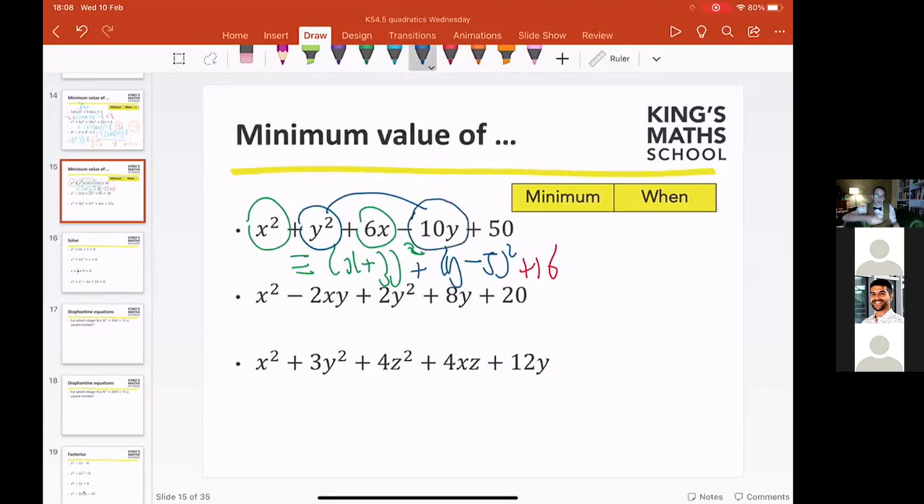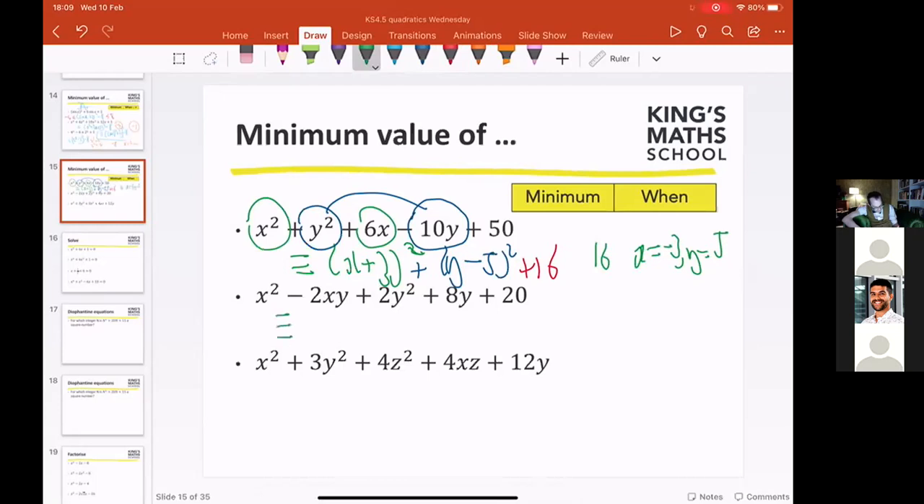So I look at it, I sort of chunk the terms together. x squared and 6x, x plus 3 all squared; y squared take away 10y, y subtract 5 all squared; and then I've got 16 left over. So what's my minimum? My minimum is 16 when x is -3 and y is 5. I need to have 2 values to hit the minimum.